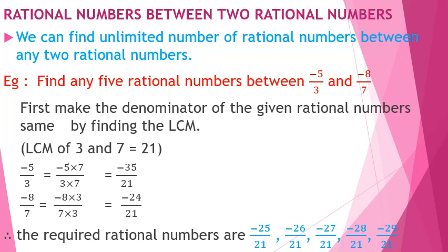Therefore, the required rational numbers are, you can choose any 5 rational numbers between minus 24 upon 21 and minus 35 upon 21. That is minus 25 upon 21, minus 26 upon 21, minus 27 upon 21, minus 28 upon 21 and minus 29 upon 21.